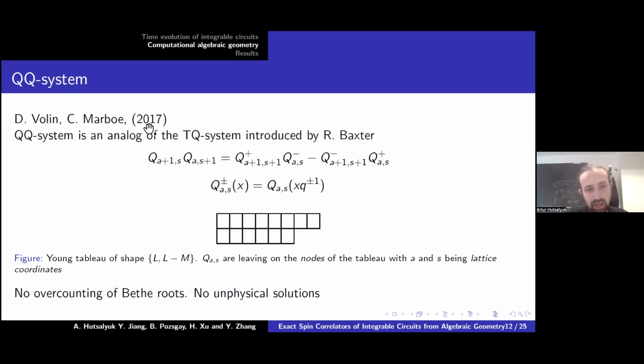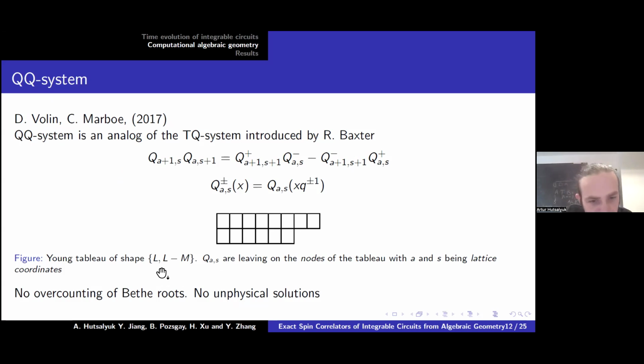And further in 2017, in the paper by Wallin and Marboe, the so-called fast analytic solver of Bethe equations, the following system, called the QQ system, was proposed. What is written here, in fact? Let us consider the system with M magnons, and in this case, we can identify the space of solutions of our system with a certain Young tableau.